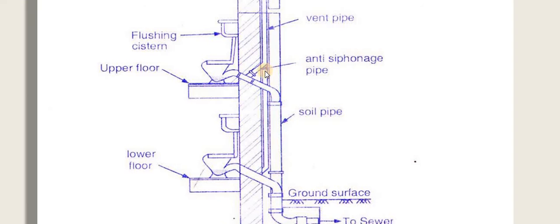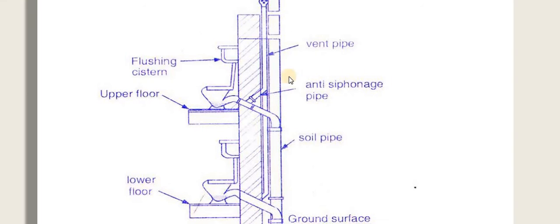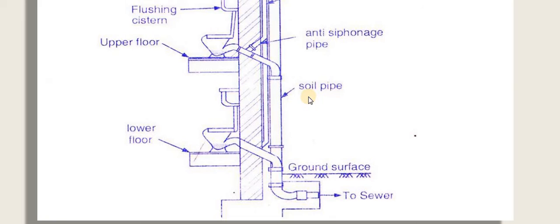This is the pipe, and hence a proper ventilating pipe can be used, and hence proper ventilation can be maintained, and hence anti-siphonage can be maintained. So there is an important function of the anti-siphonage pipe: to maintain the proper seal and preserve the water safe.